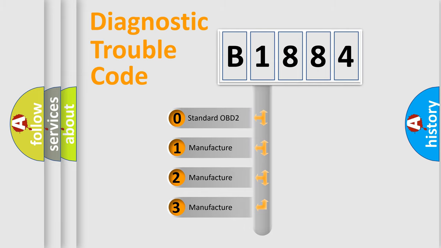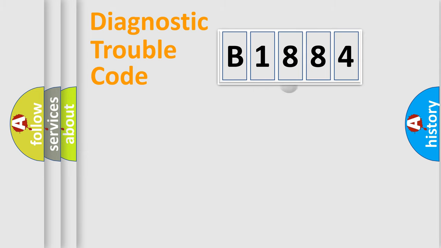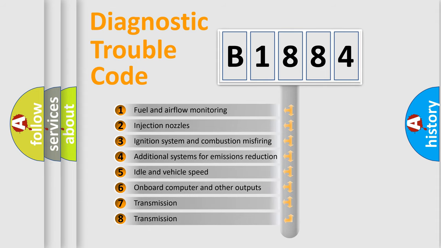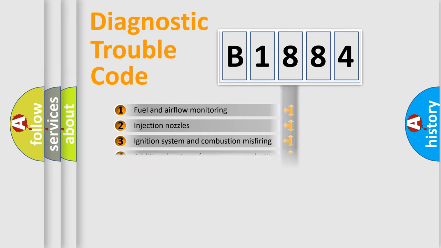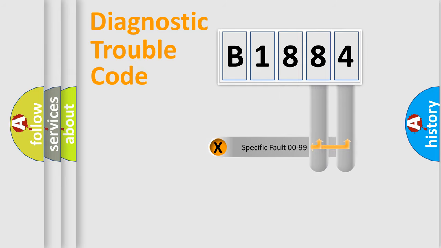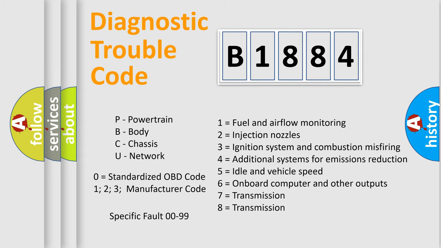If the second character is expressed as zero, it is a standardized error. In the case of numbers 1, 2, 3, it is a more prestigious expression of the car-specific error. The third character specifies a subset of errors. The distribution shown is valid only for the standardized DTC code. Only the last two characters define the specific fault of the group. Let's not forget that such a division is valid only if the second character code is expressed by the number 0.